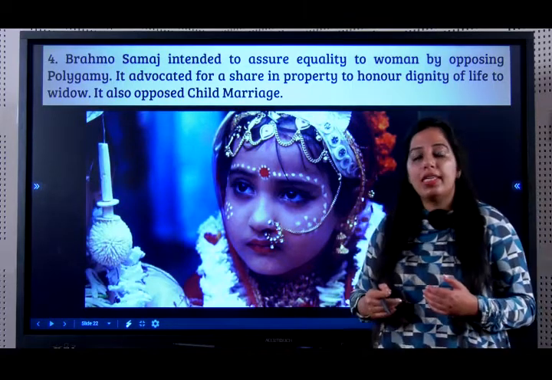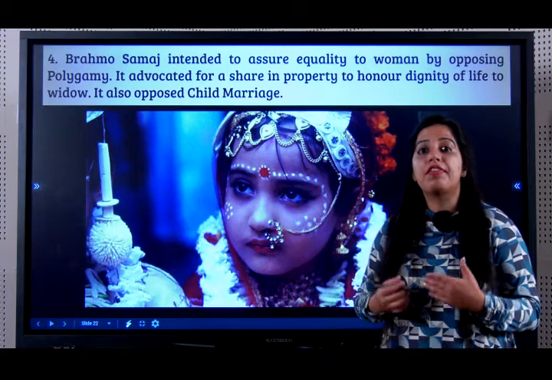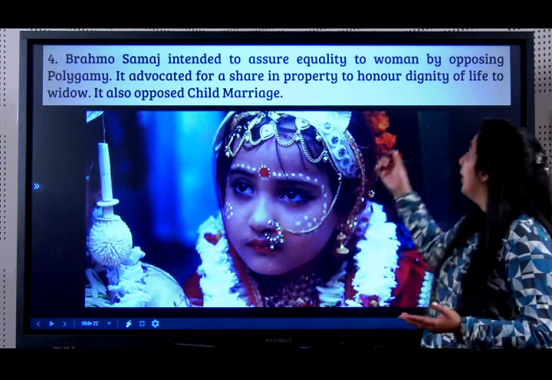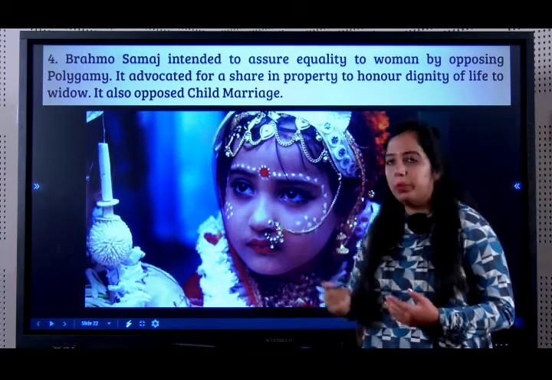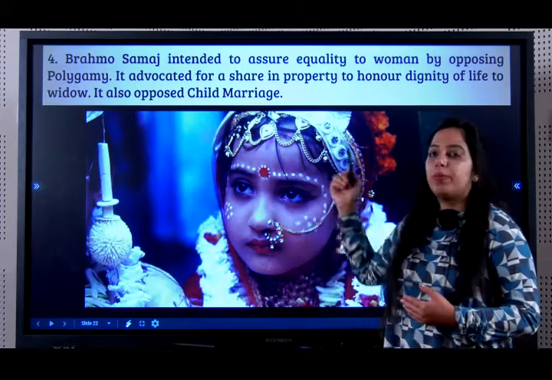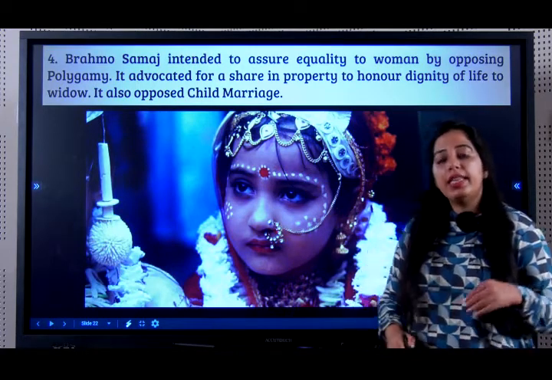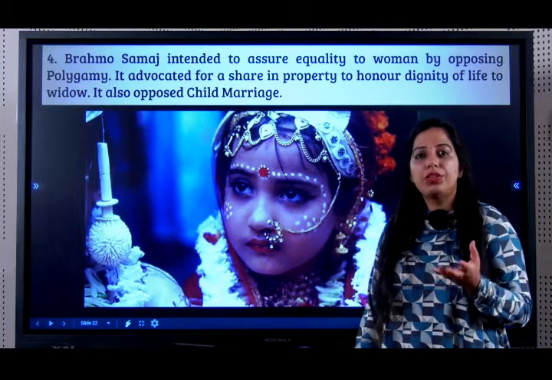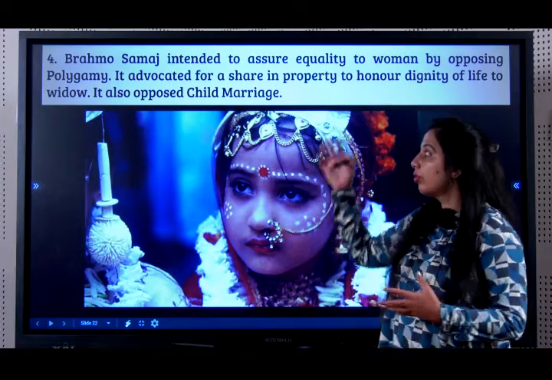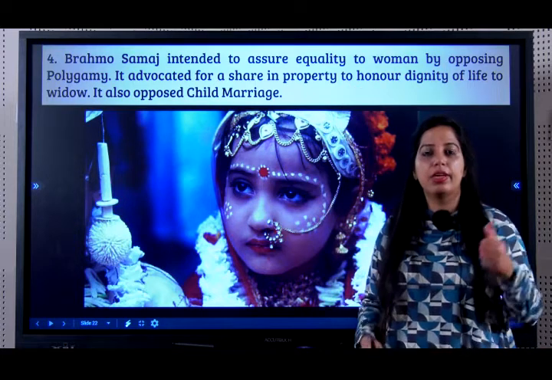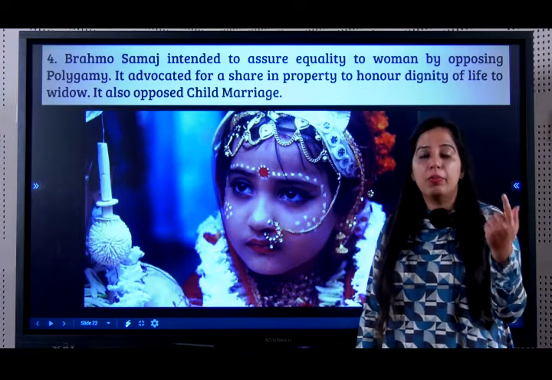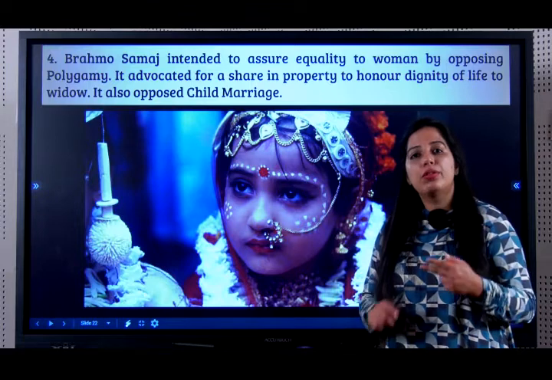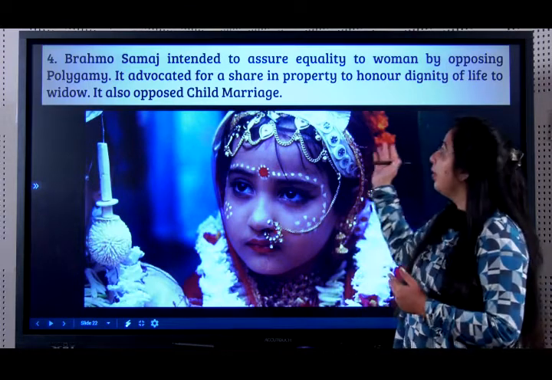They also said that a woman should have right in the property even if she is a widow. They also opposed child marriage. In the exam, they also very particularly asked, what did Brahmo Samaj do for women's rights? So you should write all of these points. They opposed polygamy, they opposed child marriage, and they also wanted property rights for widows.